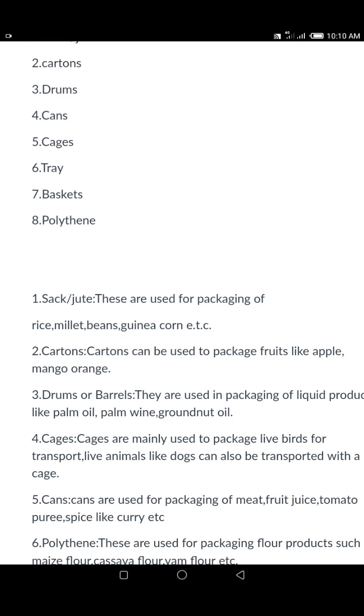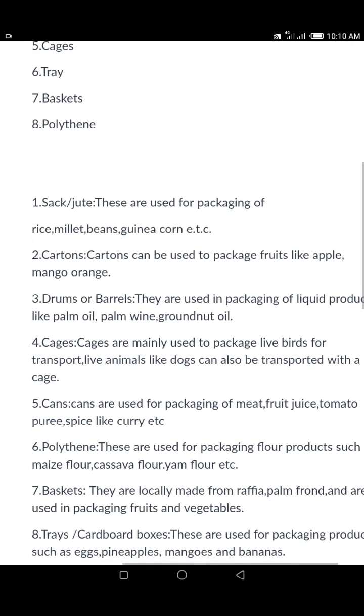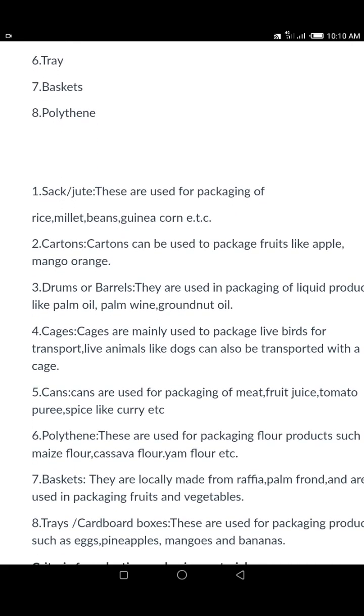Now let's talk about what they are used to package. Sacks are usually used for packaging of rice, also your jute bag. They are used for packaging of rice, your millets, beans, your guinea corn. They are used in packaging mostly grains.